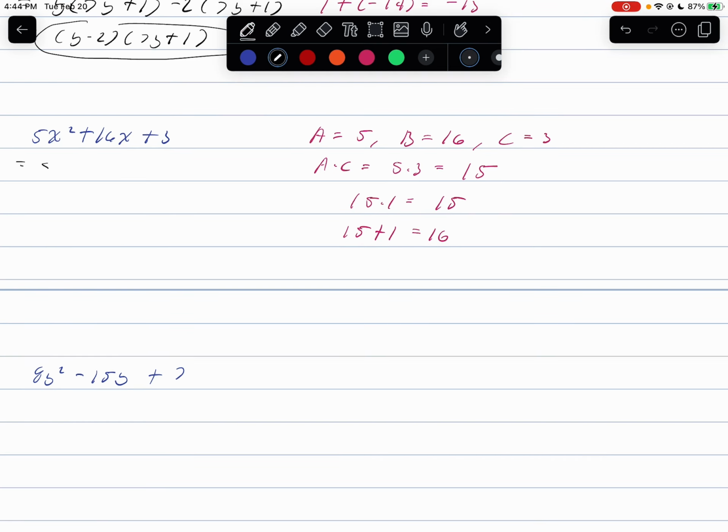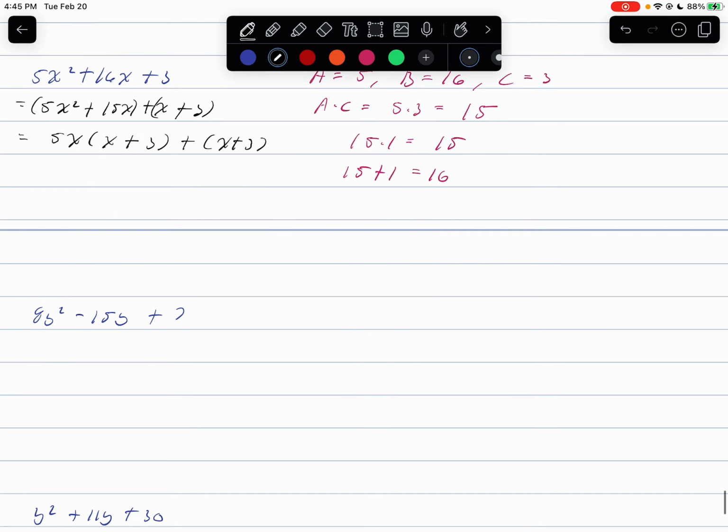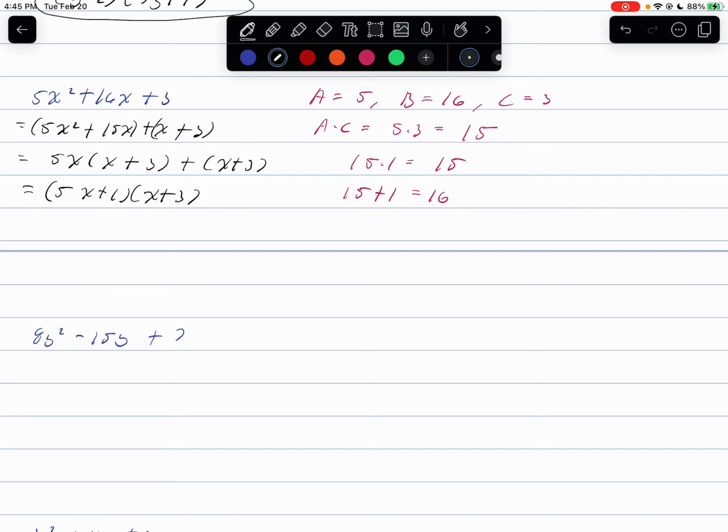Okay, and now we can write parentheses so that we can group this. So here we have 5x squared plus 15x. So we can pull out a 5x here, and that's going to give us x plus 3. And then we have plus x plus 3. And now we can factor out this x plus 3, and we get 5x plus 1 times x plus 3. And again, you should practice your FOIL method and go back and make sure that this actually gives you back 5x squared plus 16x plus 3.